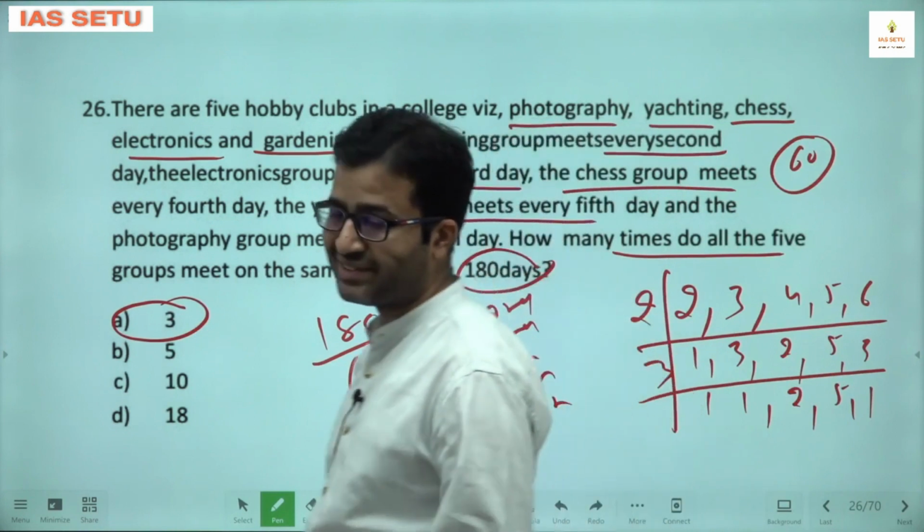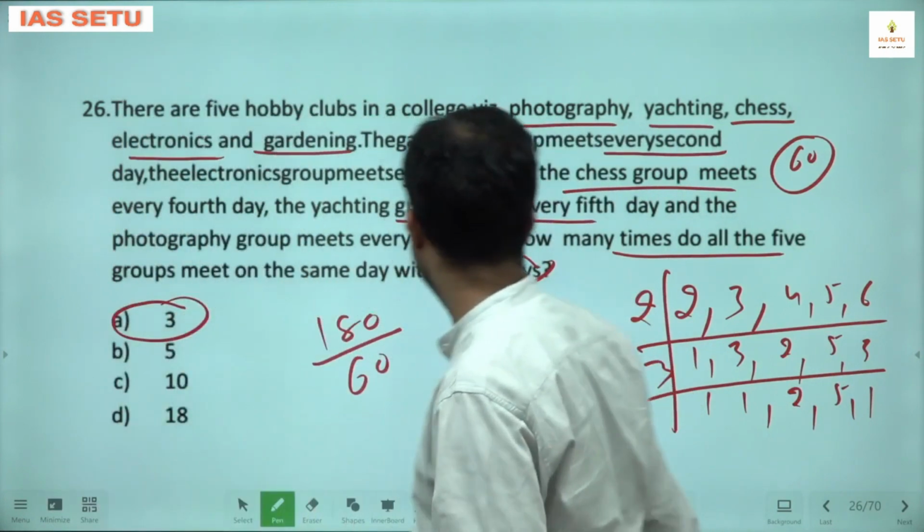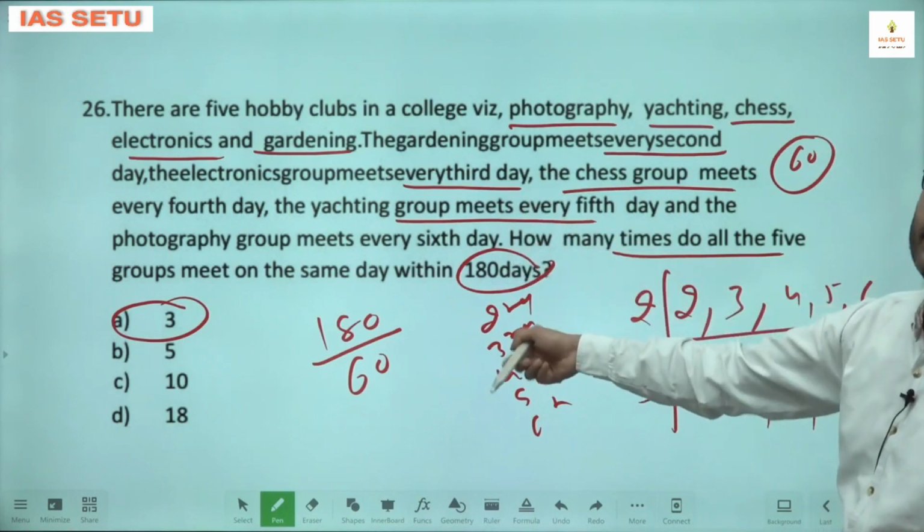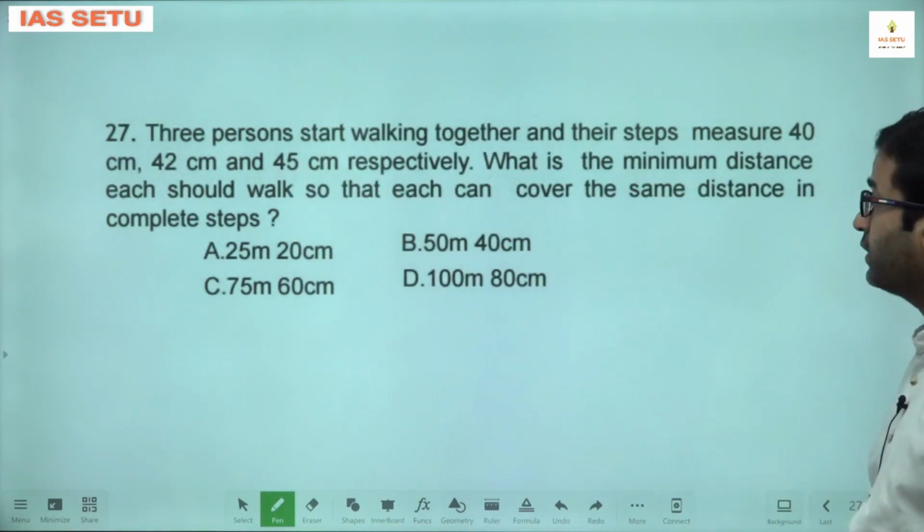Question number 26, answer is A, 3 times. LCM question, this is LCM because multiple of 2, multiple of 3 is what we are using here.